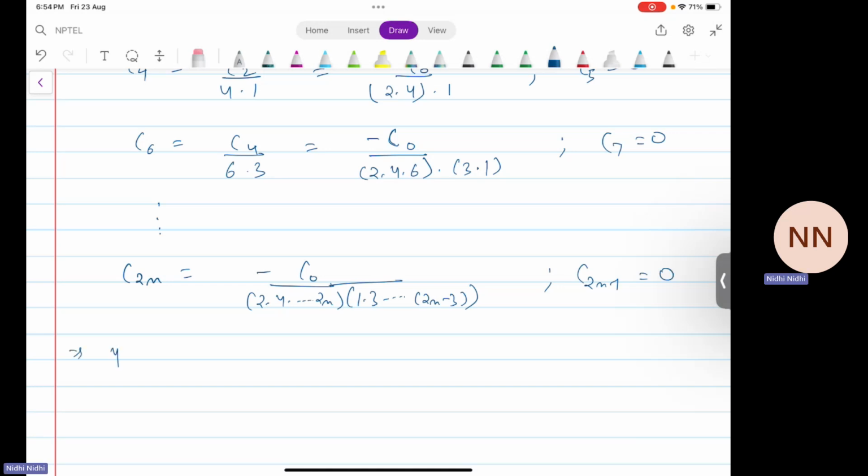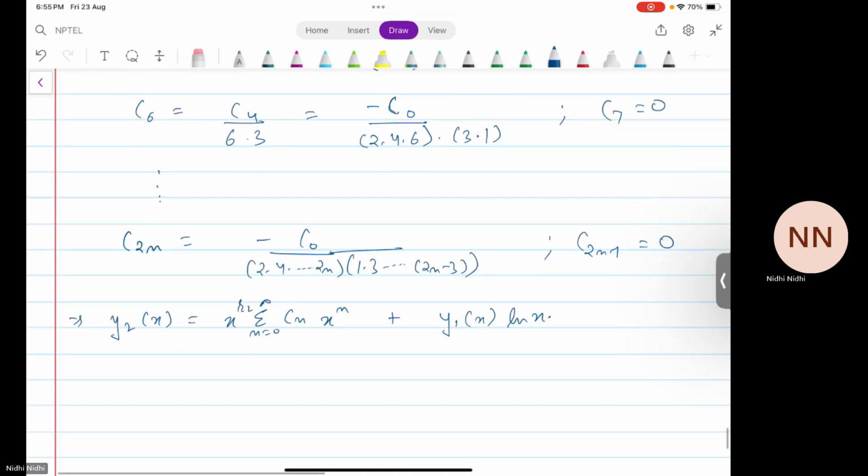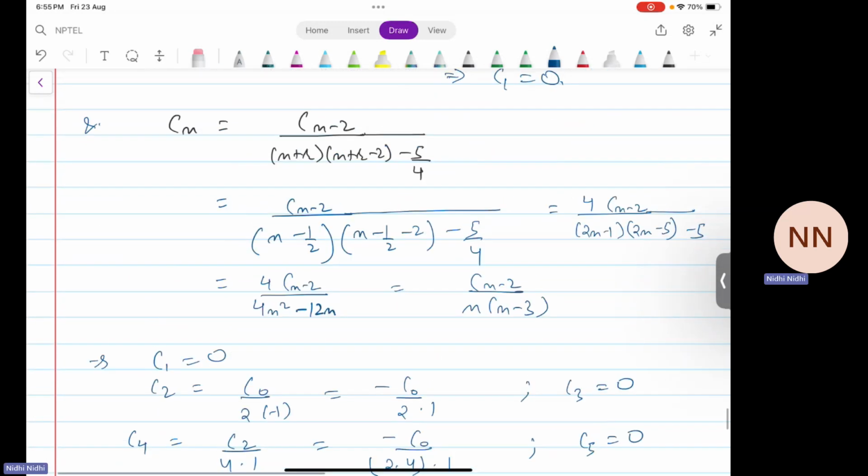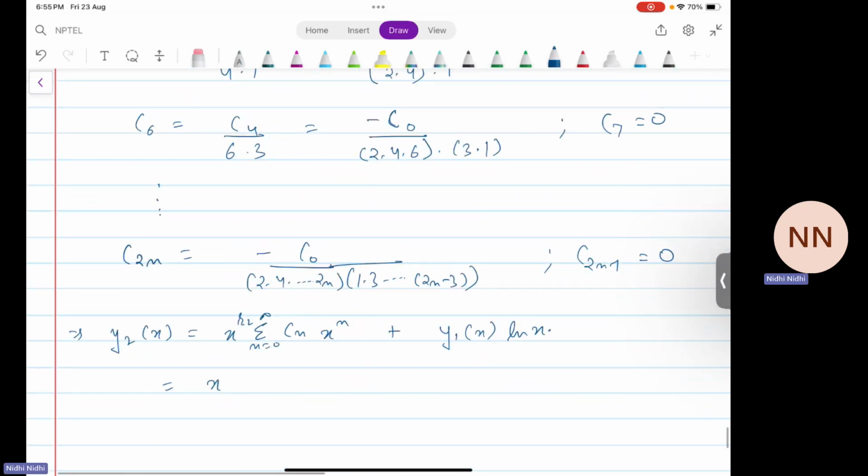This gives us that y2x. What was y2x? Summation cn x to the power n from 0 to infinity times x to the power r2, plus y1 x times ln x. So this is x to the power, what was r2? R2 is minus 1 by 2.